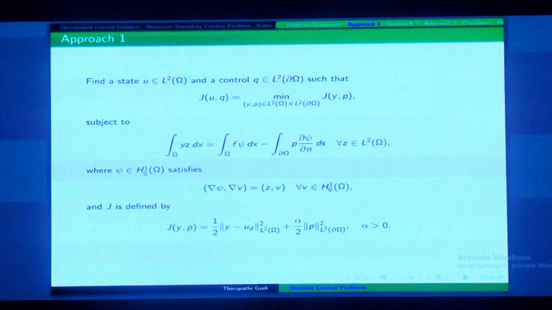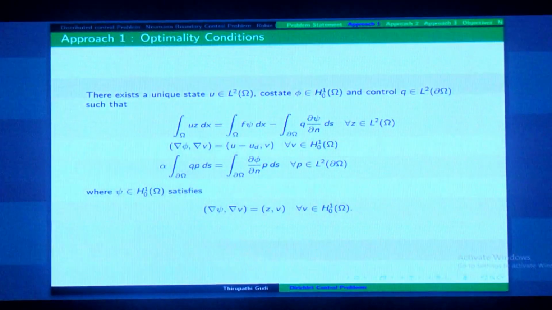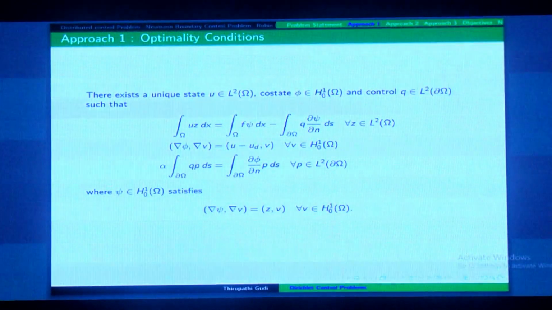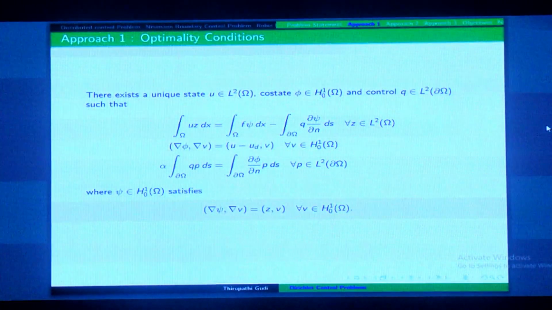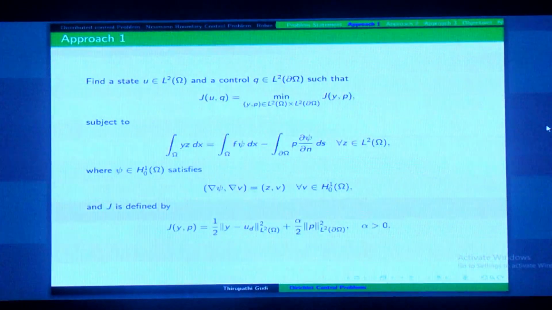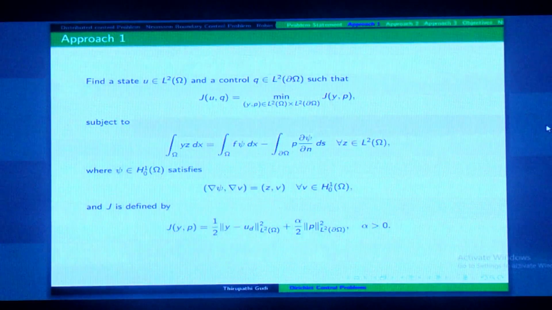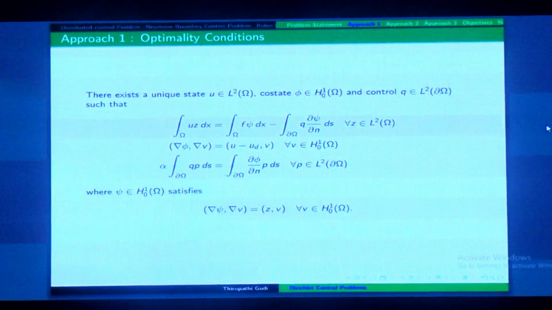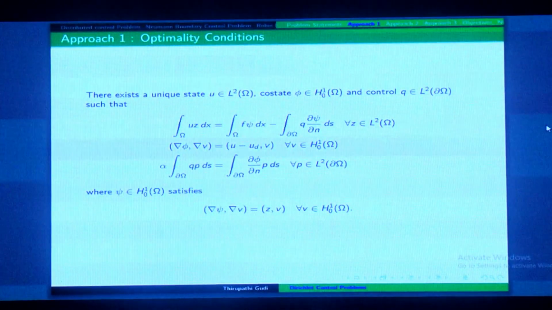So it has a minimizer, and it's a differentiable cost functional, so the derivative you can equate to 0 and get the optimality conditions. Okay, so if a smooth function has a maximum or minimum at an interior point, the derivative is 0. So same thing here, you apply the derivative on the functional, you get this system. So here u is the solution satisfying this in a very weak sense. So that's why y is u actually, the minimizer, and you have a first equation.